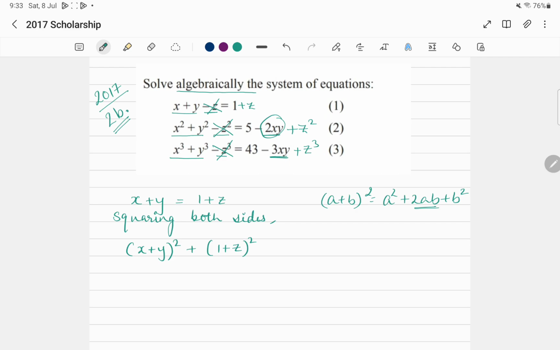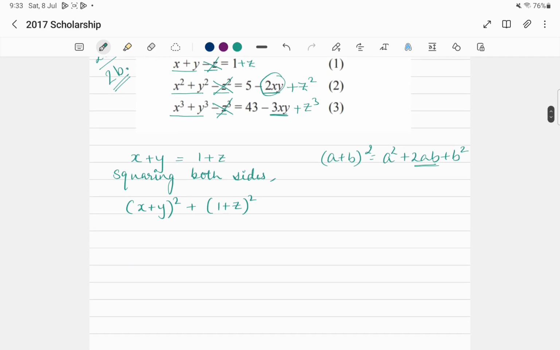So always when you get a question with a system of equations, try and find out something as a starting point, because as soon as you get a starting point, it's easy to start the question and then the thinking keeps happening, you get the points of where to go from there, right? So now if I expand the bracket, I will get x squared plus y squared plus 2xy, and that is equal to 1 squared is 1 plus z squared plus 2z, right?